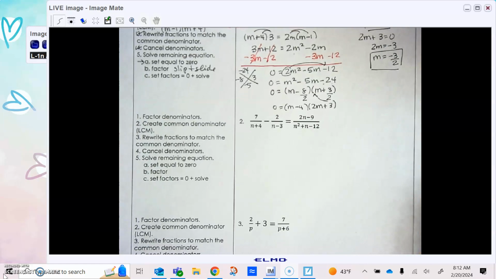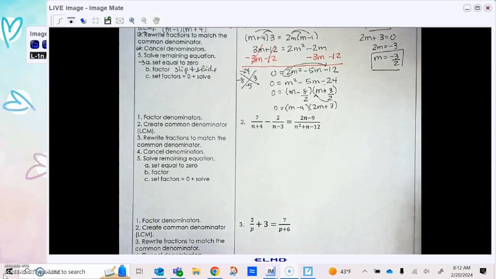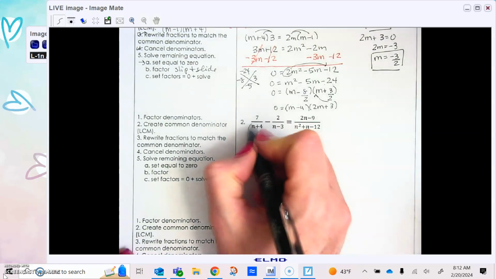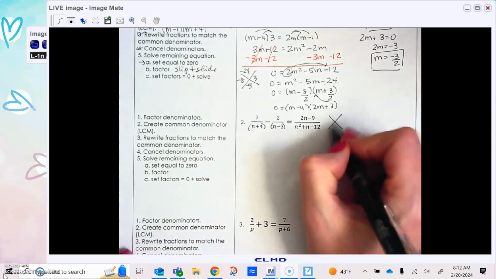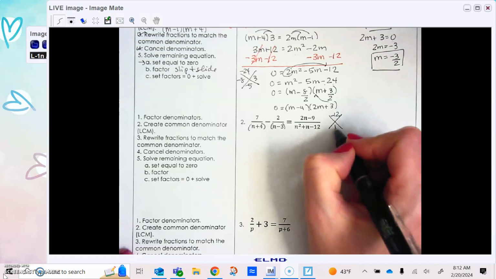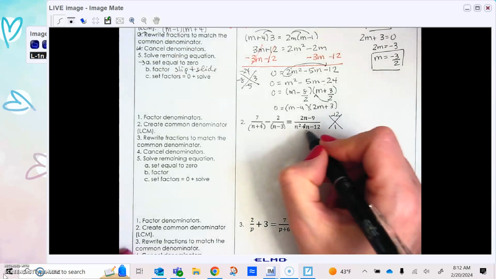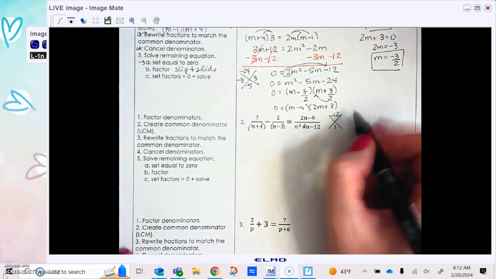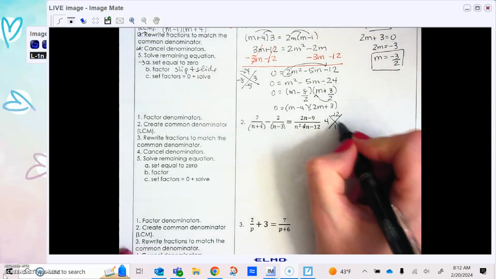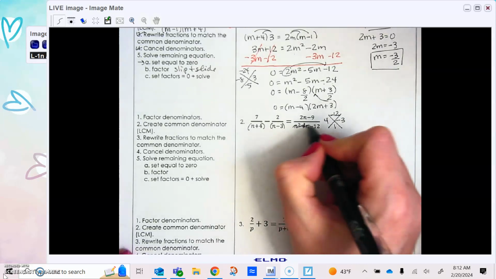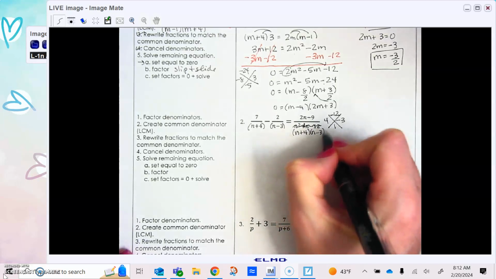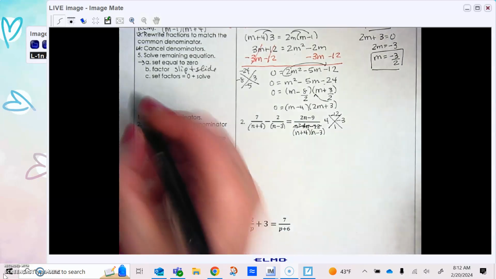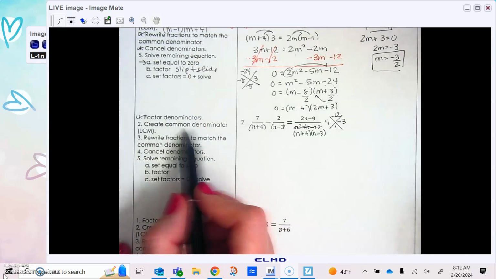On the next problem, we do have to do step 1, factor the denominators. So the first one can't, the second one can't, but this last one can. What multiplies to the last term and adds to the middle? This middle coefficient, remember, is a 1. And that's going to be 4 and negative 3. So I'm going to rewrite this as n plus 4 times n minus 3. So I factored. Then create the common denominator.